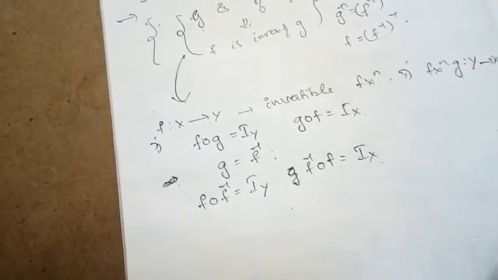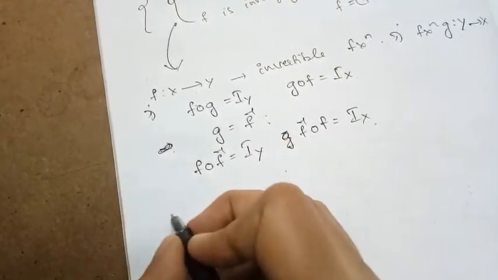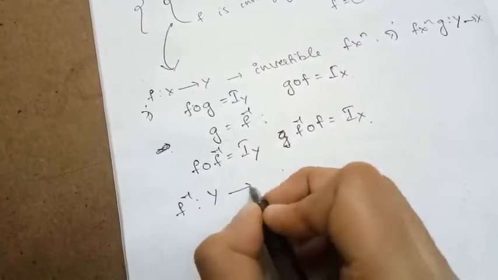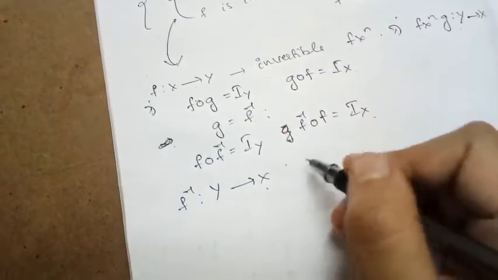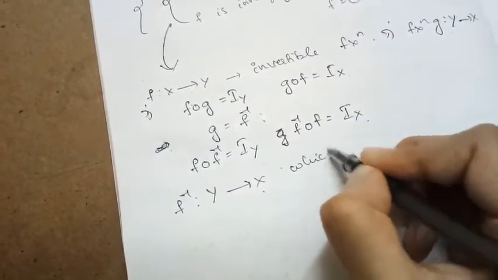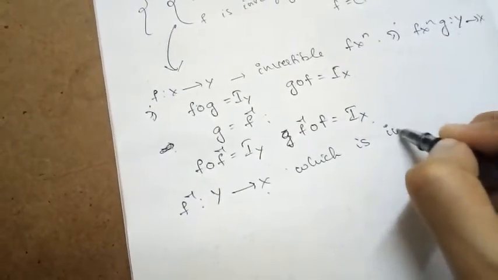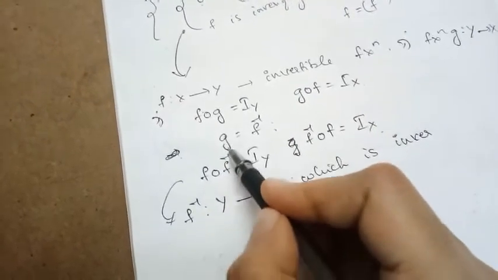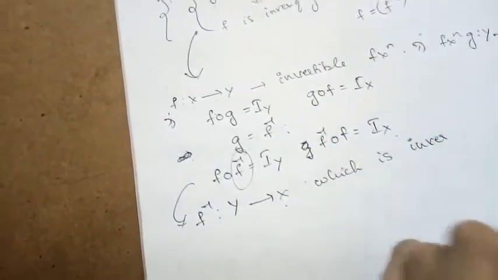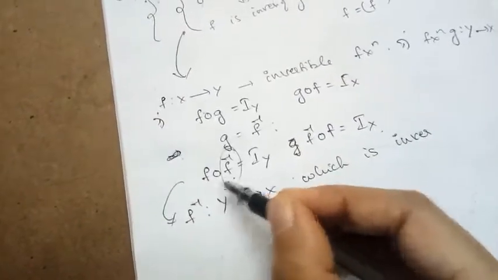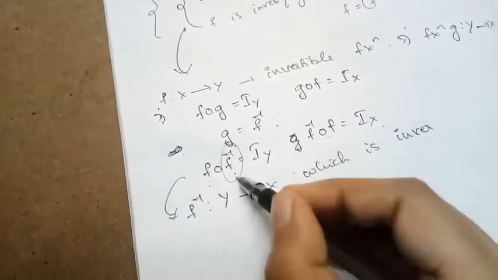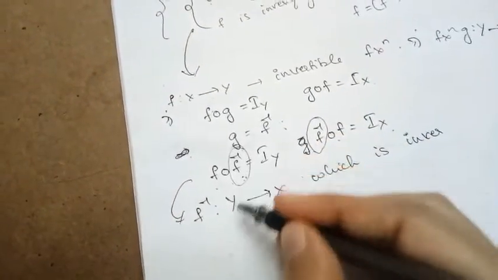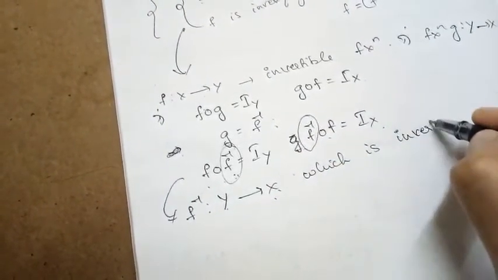Now what does this statement imply? This statement implies f inverse is a function from y to x, which is invertible. Why am I saying it is invertible? Suppose I consider f inverse as one of the functions, that function is satisfying these two conditions of invertibility. So f inverse is a function from y to x which is invertible.